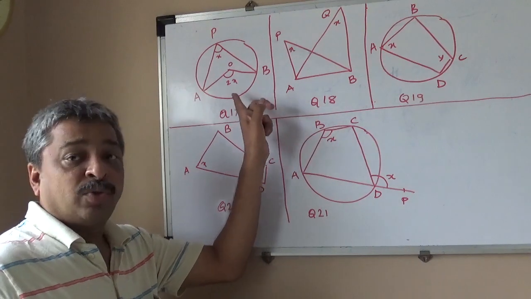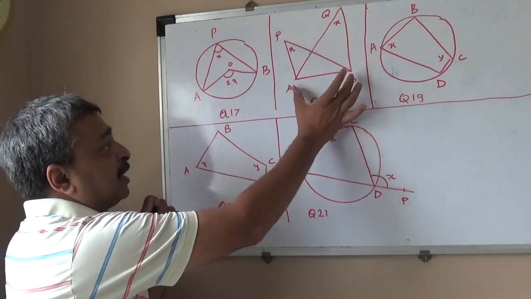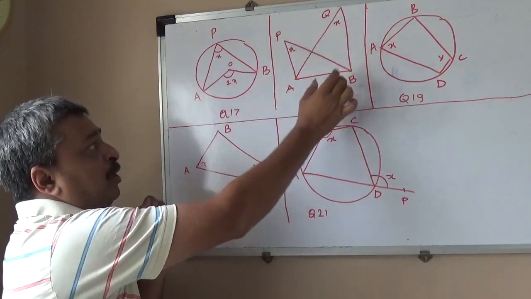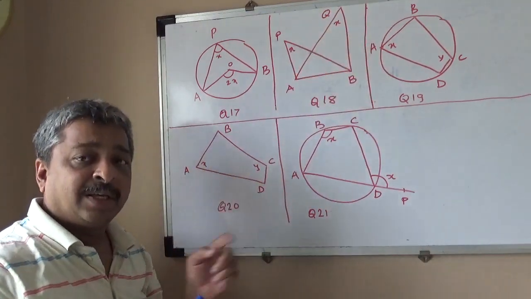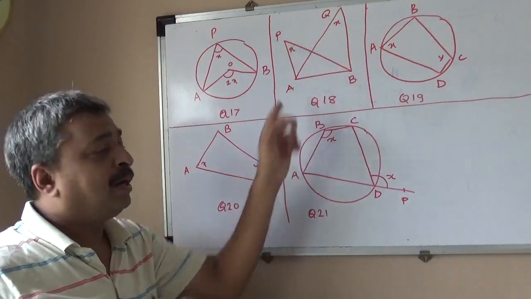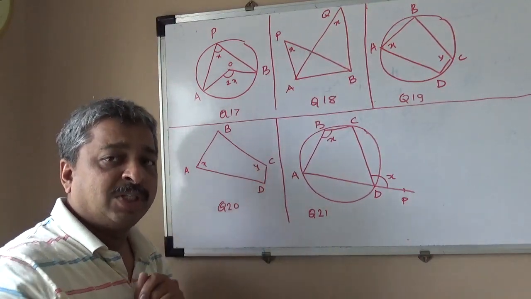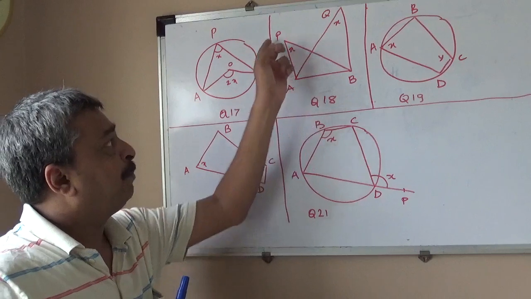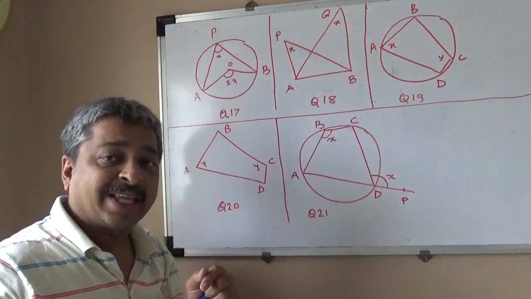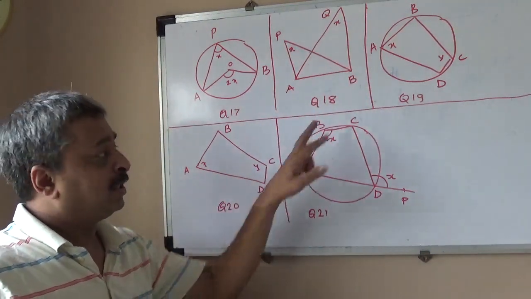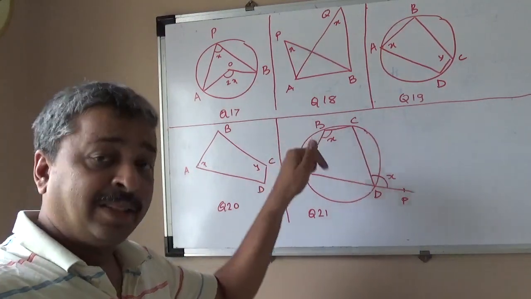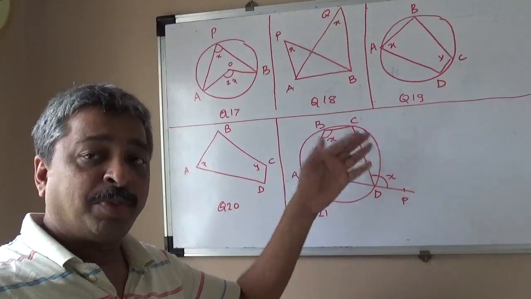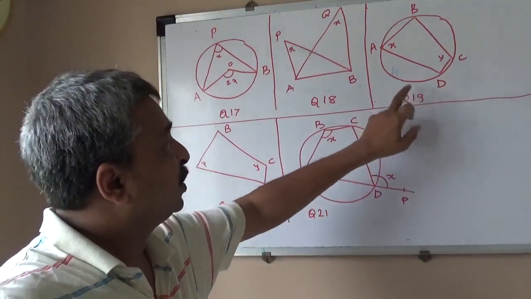Next question will be the converse of this. If on segment AB we have a point P such that the angle is x, and at Q also it is x, then P, Q, A and B are supposed to lie on one circle. They are called A, P, Q, B concyclic. So they lie on a circle. That is question number 18. This property, and all these 5 properties, we will require every now and then for solving the next questions.